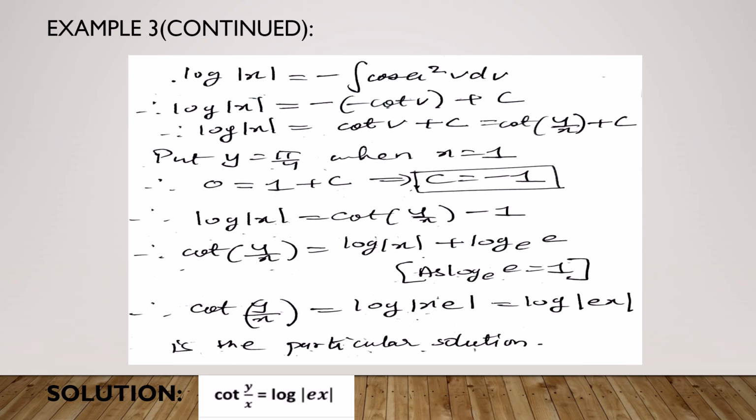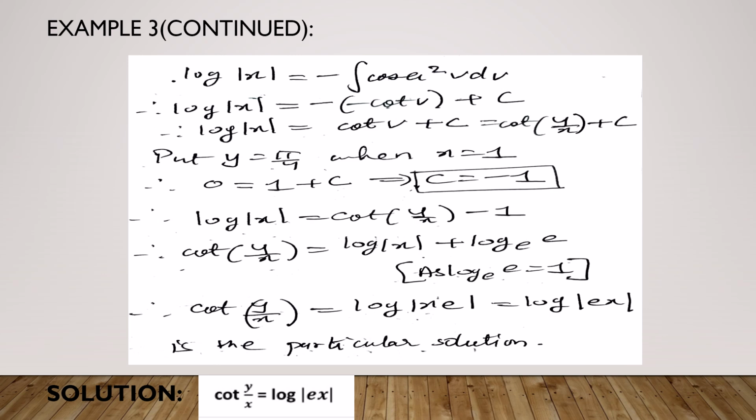Now use the condition to obtain the value of c. y is equal to pi by 4 when x is equal to 1. So when you put x is equal to 1, cot of pi by 4 is 1. You know that. And obviously log 1 is 0. So 0 is equal to 1 plus c. c is minus 1. So you get log mod x is equal to cot of y by x minus 1.